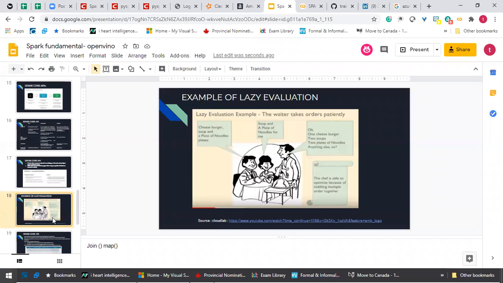Okay, so this is the example of lazy evaluation. Why do we call it lazy evaluation? Just think about it. If you are going to a restaurant, and the waiter or waitress comes up to your table and asks what you would like to order. For example, you want to order a cheeseburger and your friend wants to order a soup. The server will wait for you to finish ordering before running to the kitchen and asking the chef to make the food for you. So this way you can relate it to a lazy server.